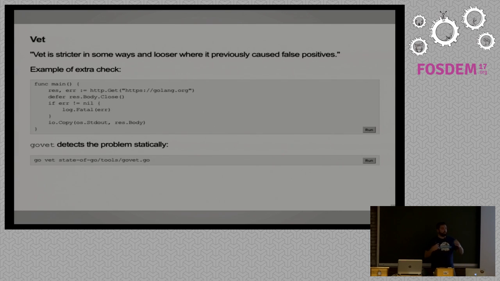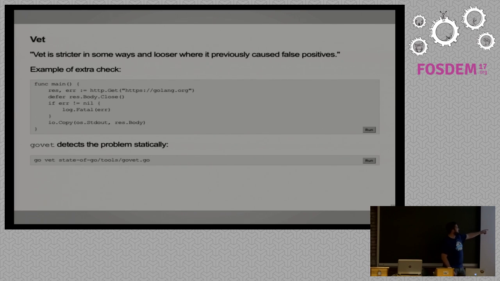Go vet keeps on getting better. Go vet is the tool that we use to have compiler warnings. They're not really compiler warnings because the compiler does not have warnings, but they will tell you about things that are slightly wrong. Does anyone recognize what's wrong in this code?